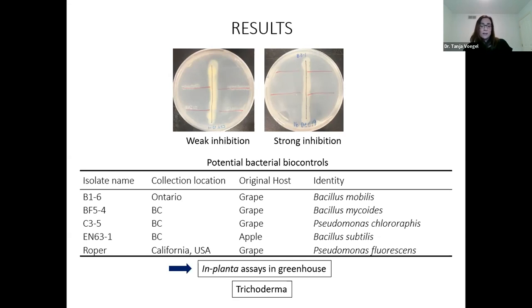We are currently trying out a root dip assay where we are dipping the roots of the plants in the biocontrol solution and then planting in soil that is infected with A. vitis. But this is still ongoing, so we don't have a lot of results yet. In addition to the bacterial biocontrols that are shown here, we also looked at some fungal biocontrols, and mainly Trichoderma. And to date, we've identified two Trichoderma strains that worked very well on plates, and we are also using those right now in greenhouse assays.